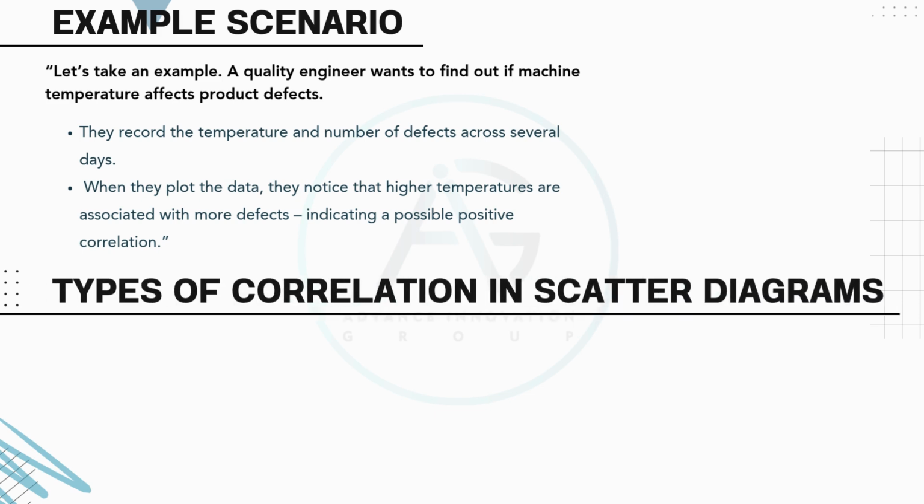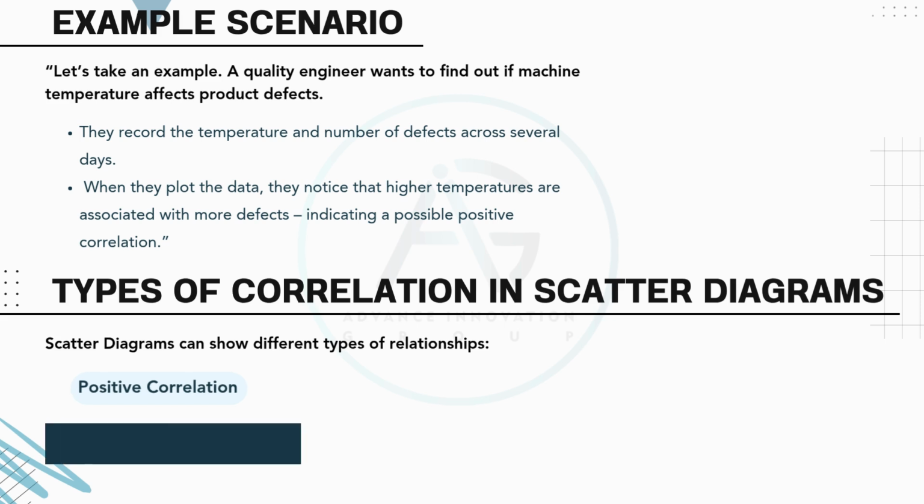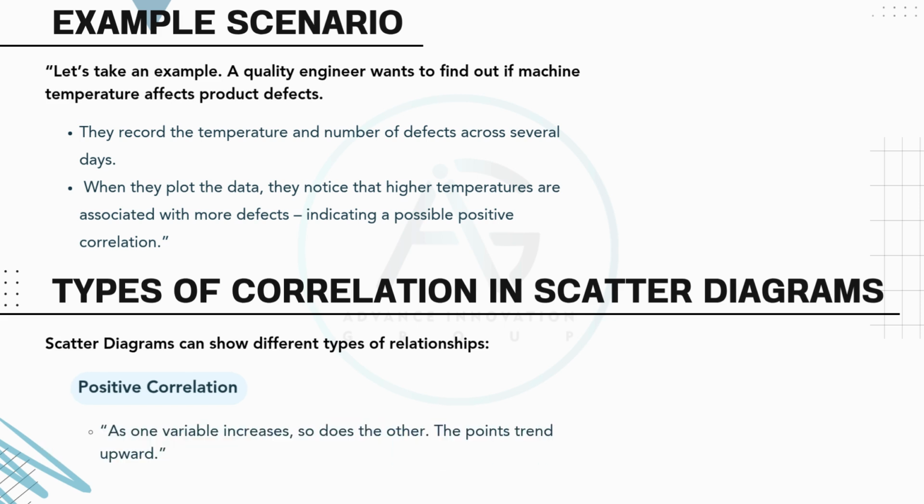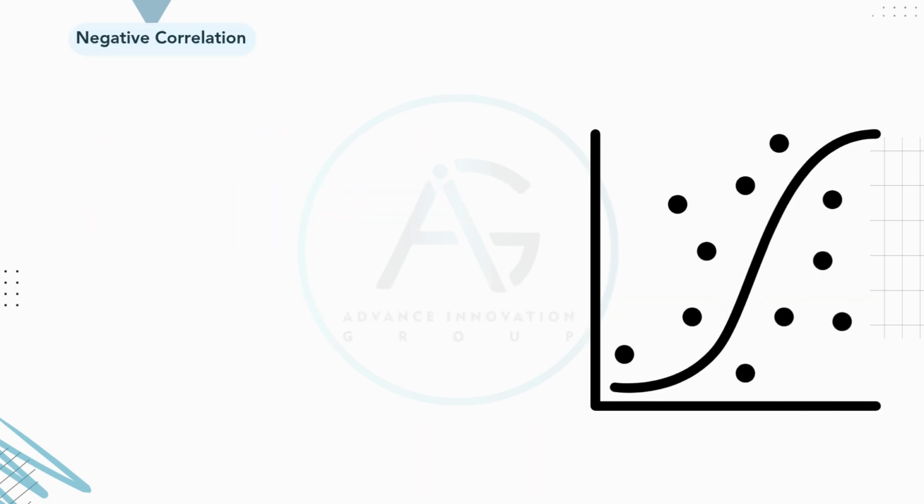Types of correlation in scatter diagrams. Scatter diagrams can show different types of relationships. Positive correlation: as one variable increases, so does the other. The points trend upward. Negative correlation: as one variable increases, the other decreases.